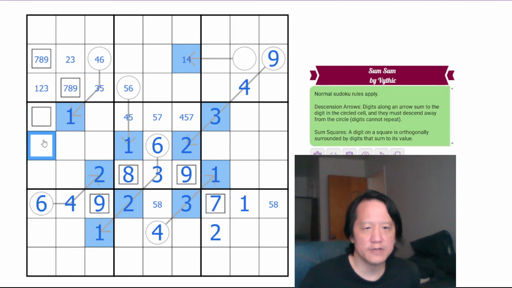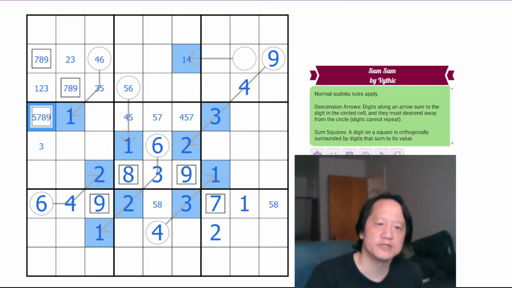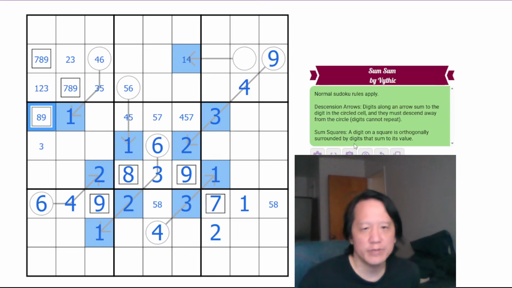What does this add up to? So this is at minimum 3 here. So this is at minimum 3, 1, 1. So this could be 5, 7, 8, 9. But this can't be 5 or 7 because of the 4, 5, 7 triplet in the row. So this can't be 3.